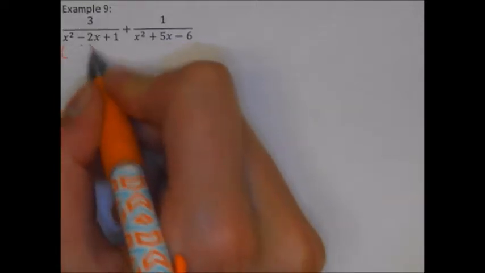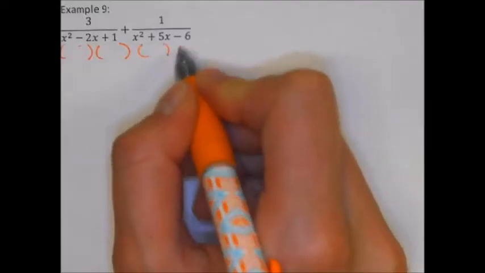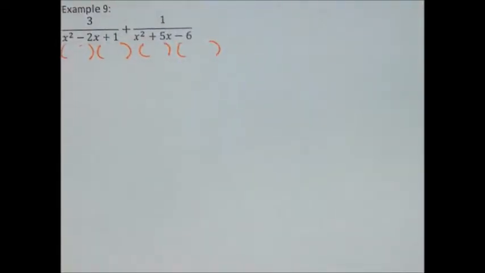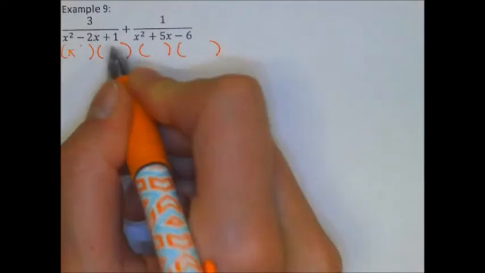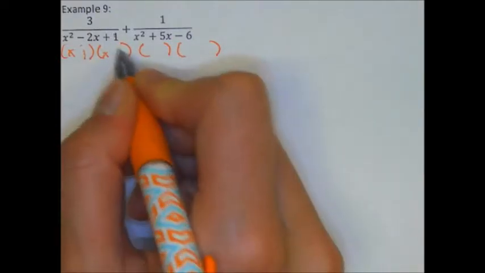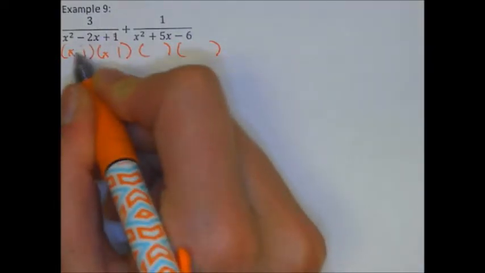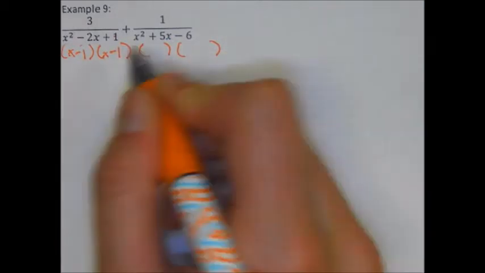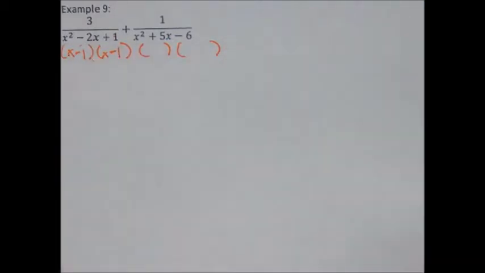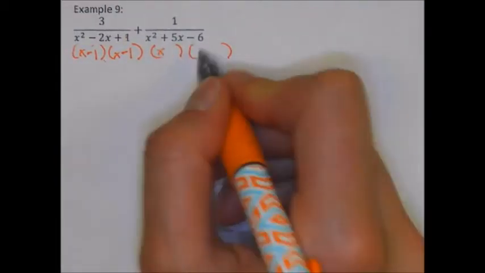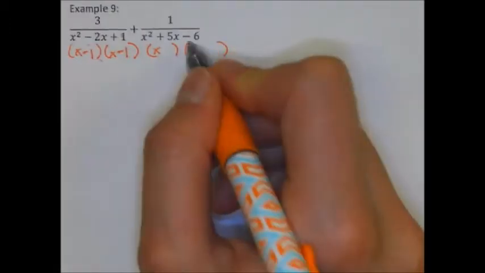Sometimes before we can go straight to finding our common denominator, we need to factor our denominators to see what they are. So let's go ahead and factor this denominator and then factor the other one. Let's see, x times x, multiplies to 1, 1 and 1. So they're both going to be minuses, because minus x, it's minus 2x. x and x minus 6.